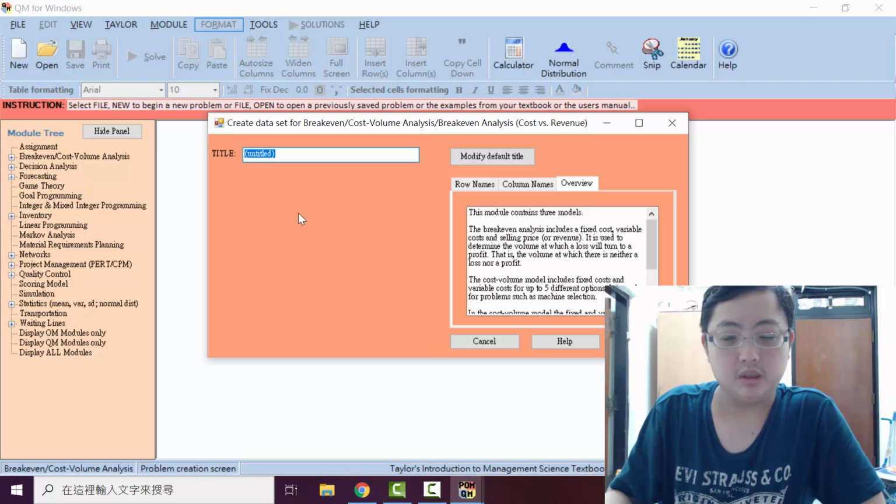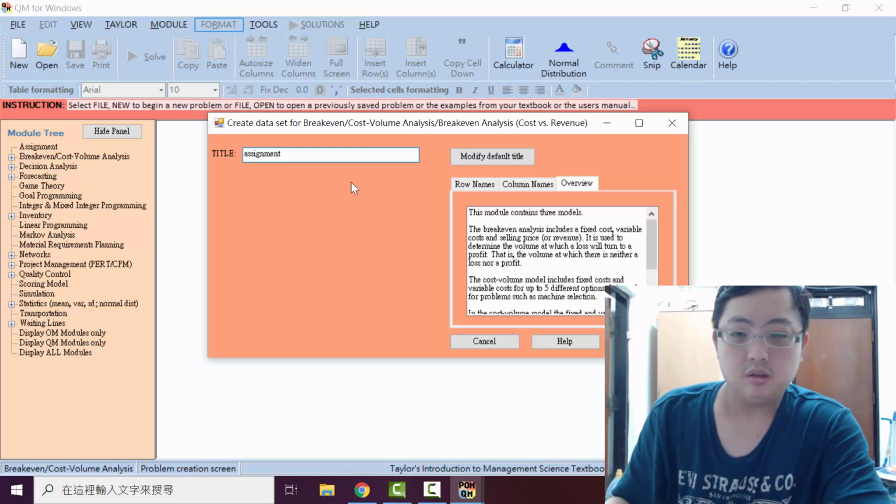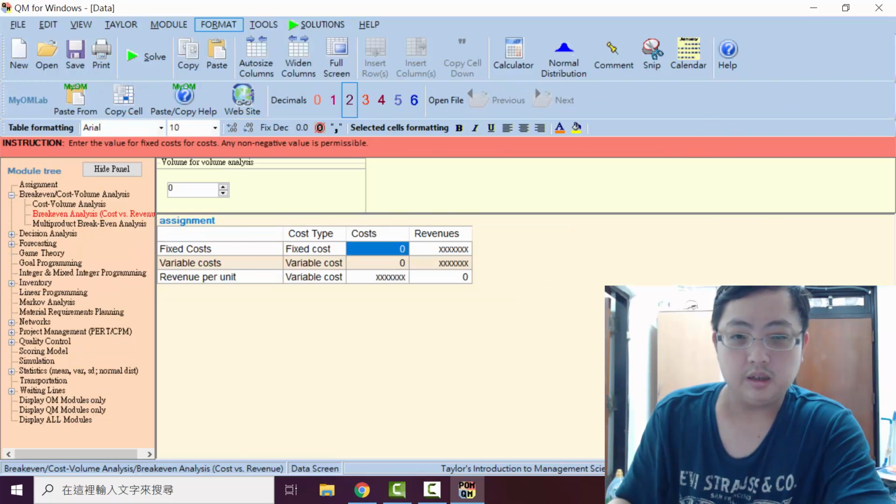You can set a title here. For example, assignment. If I want to do the assignment, I can type the title assignment and click OK, and the table suddenly appears, and as you can see, a fixed cost, variable cost, and revenue per unit.